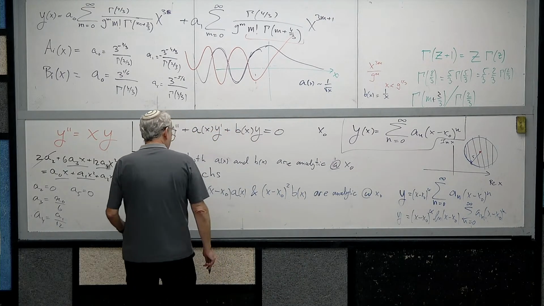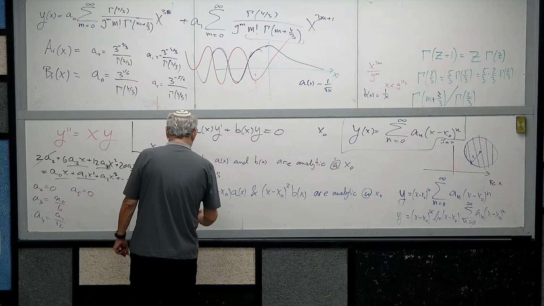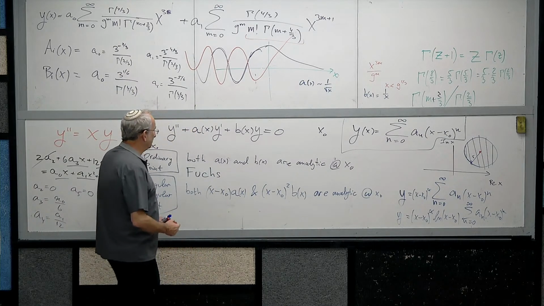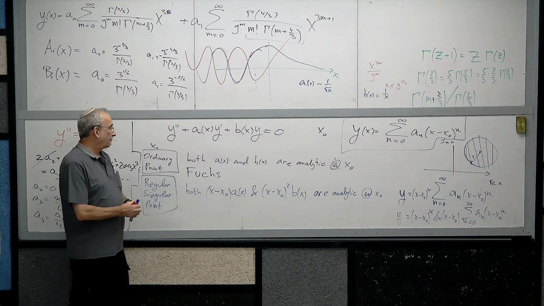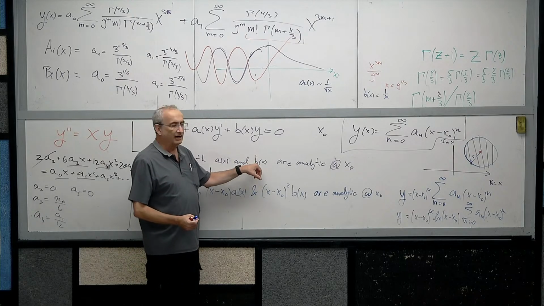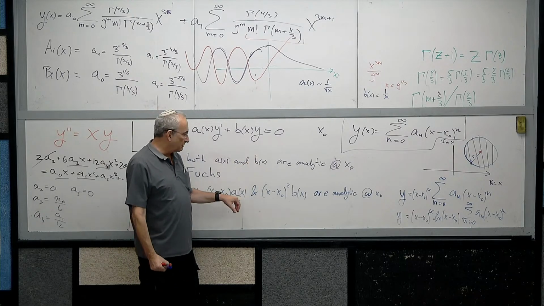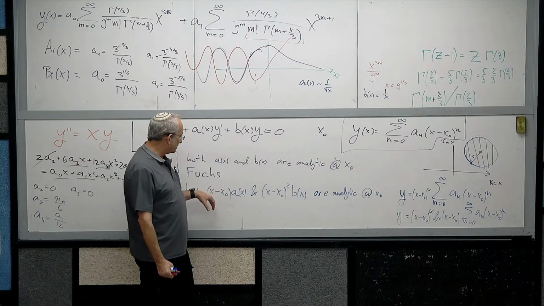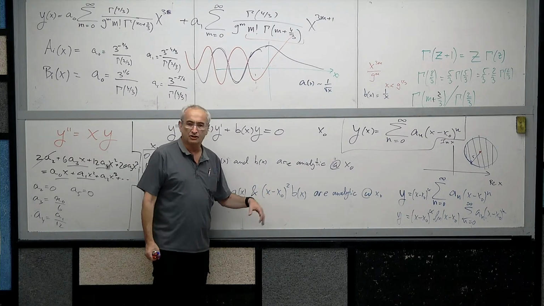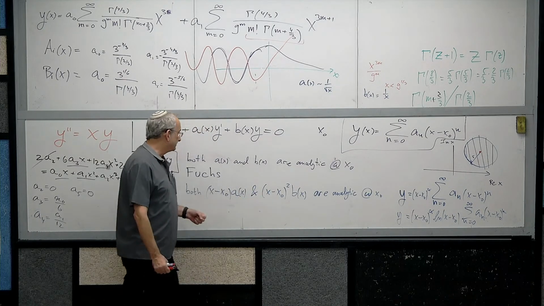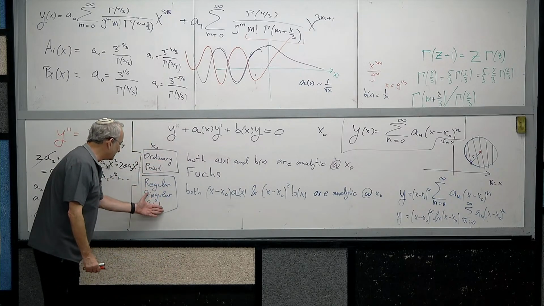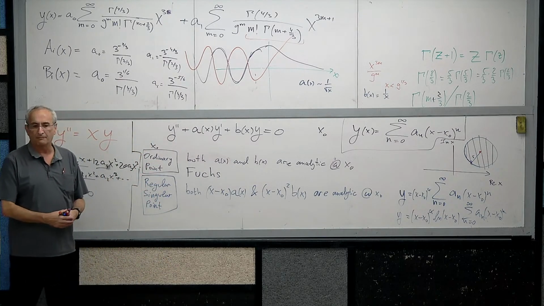I asked the instructor to try to remind you of the properties of such things. And now we have the third possibility. What is the third possibility? So first possibility, A and B are analytic. Second possibility, at least one of them is not analytic, but these two combinations are analytic. In the first case, it was an ordinary point. In the second case, it was a regular singular point.